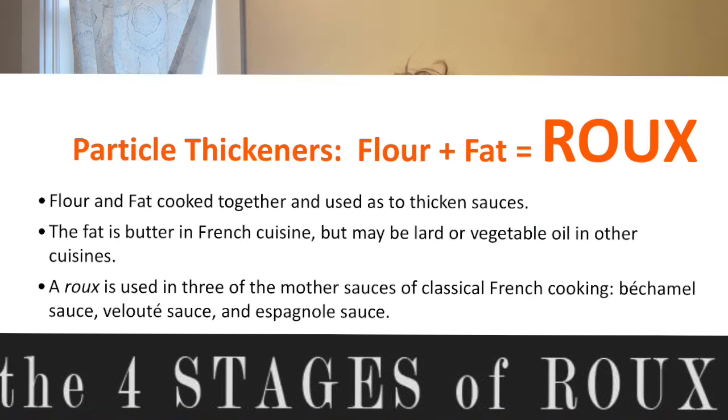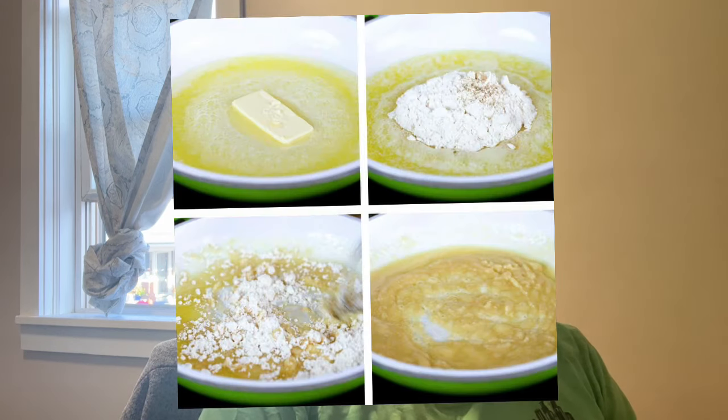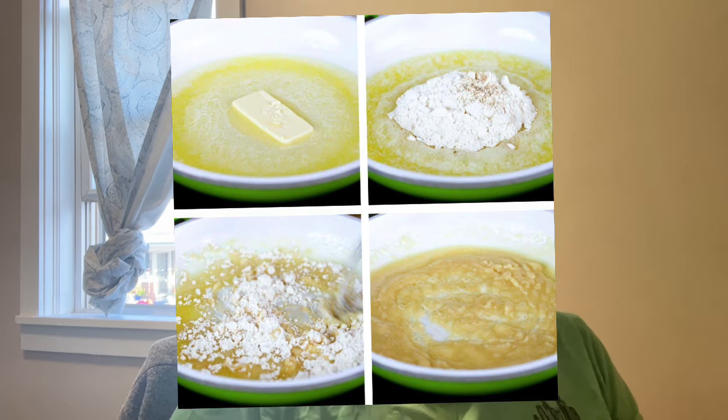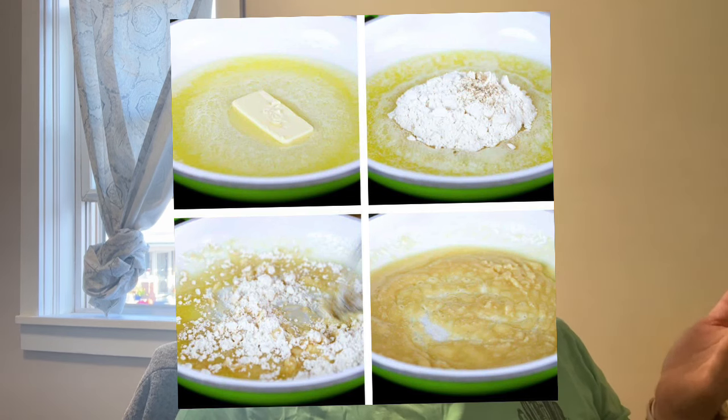Now, another particulate thickener is a roux. A roux is a combination of flour and fat cooked together, used to thicken sauces. It can also be made with butter, lard, vegetable oil, depending on the cuisine. And it's in 3 of the mother sauces of classical French cooking, a bechamel, a velouté, and an espagnole sauce. And depending on how we cook it, we're going to end up with different properties.